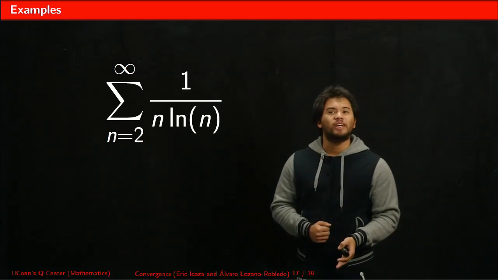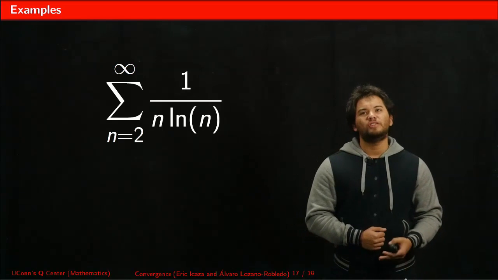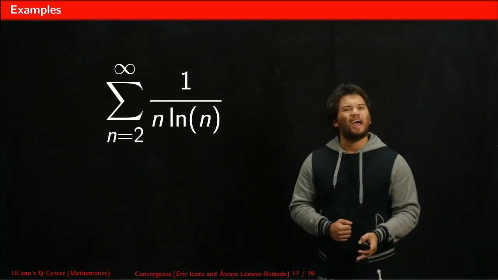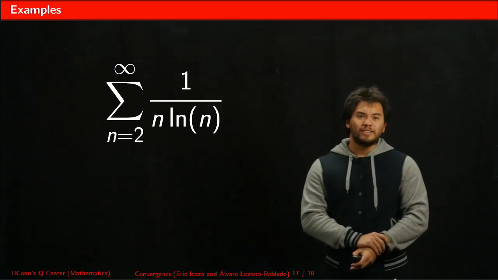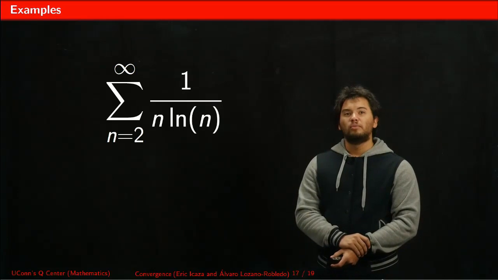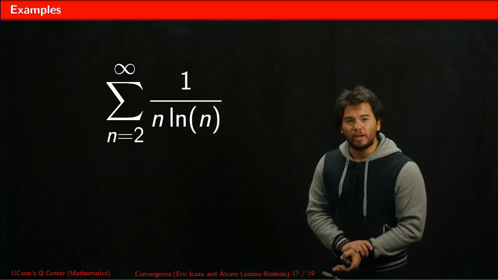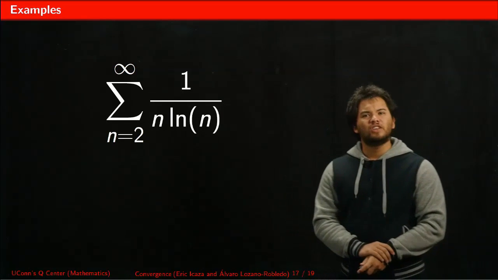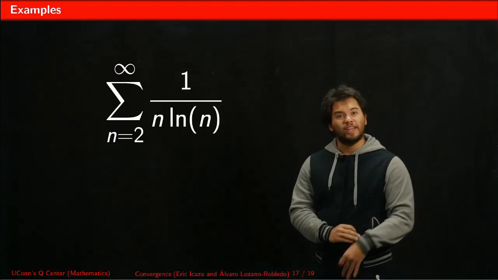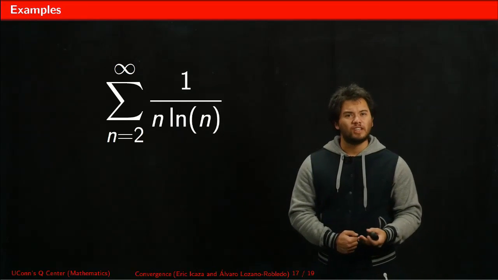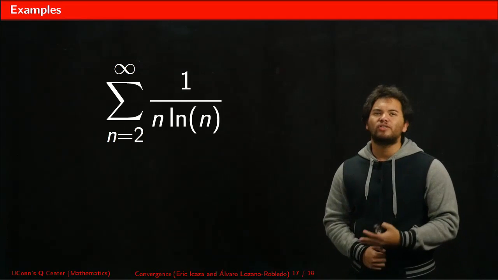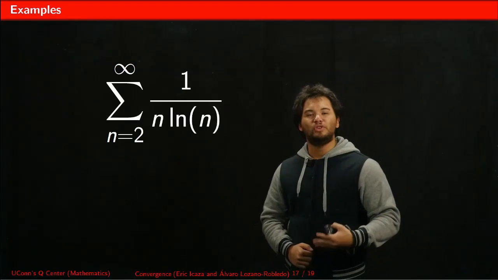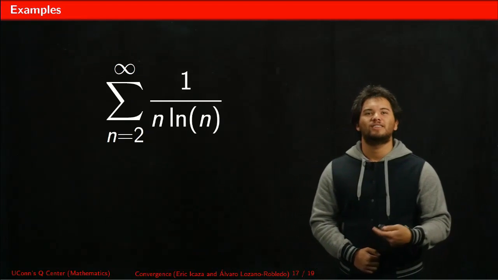This example is the sum from n equals 2 to infinity of 1 divided by n ln of n. This is a little bit tricky. All the other tests are going to come up with an inconclusive result. So it's going to turn out to be an integral test. The integral test is a little bit more difficult, so my friend Chris is going to do a video about how you would use the integral test to solve this infinite series.